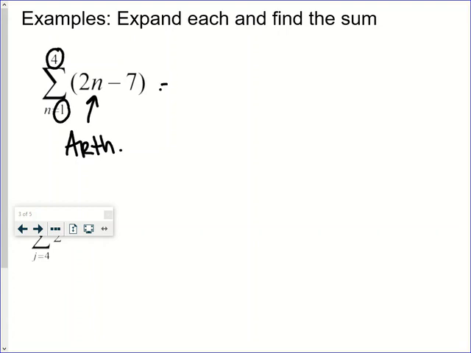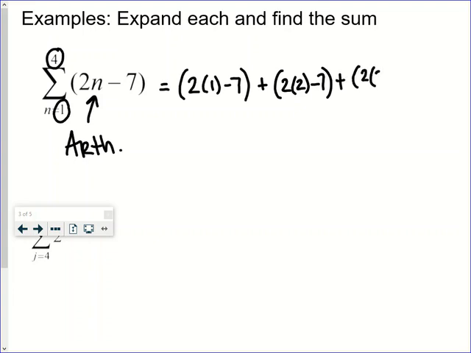So we're going to write out first where n equals 1. So we're going to do 2 times 1 minus 7 is our first term, plus, then we're just going to keep writing out until we get to 4. So now it's 2 times 2 minus 7. Plus 2 times 3 minus 7 plus 2 times 4 minus 7. So that's the expanded form. So we have to have that all written out, and then we will simplify that.